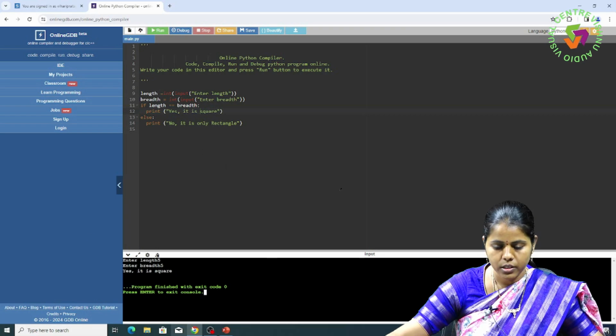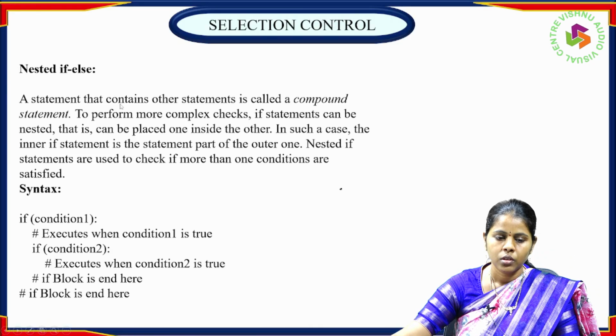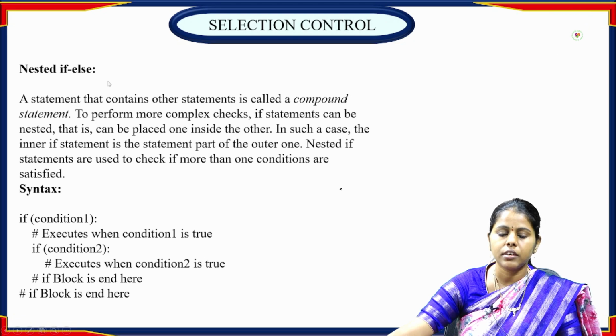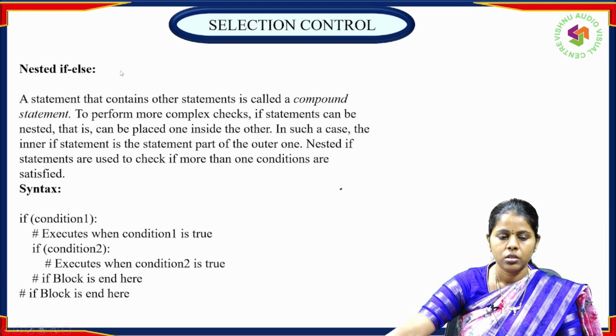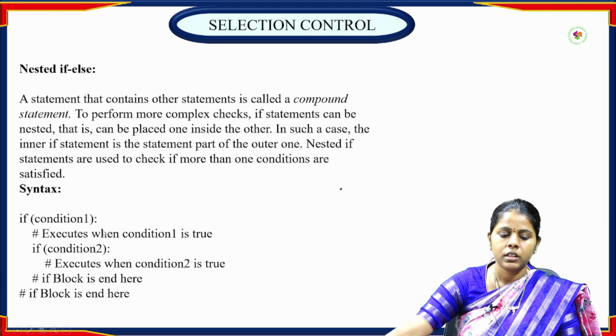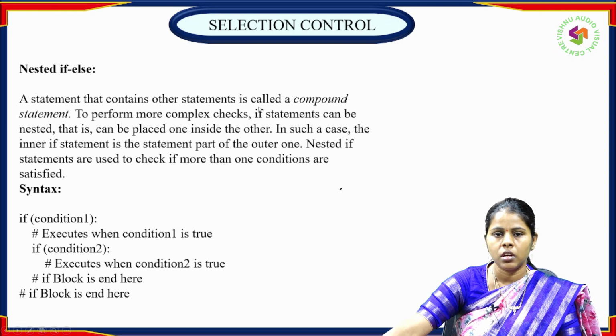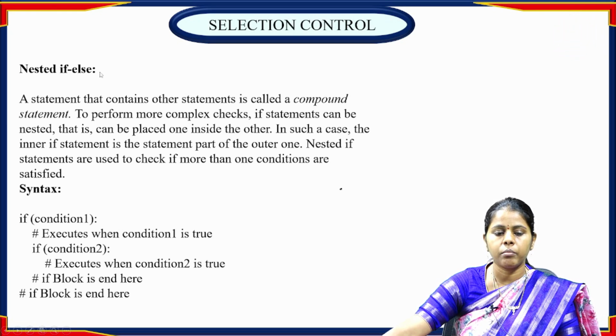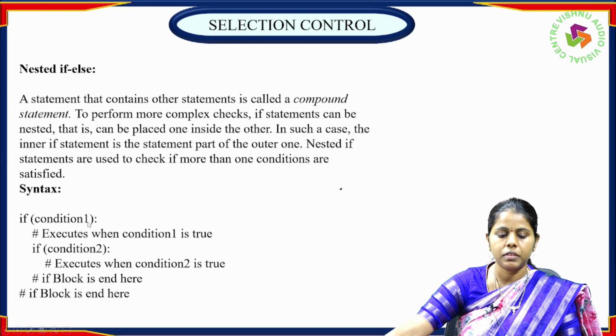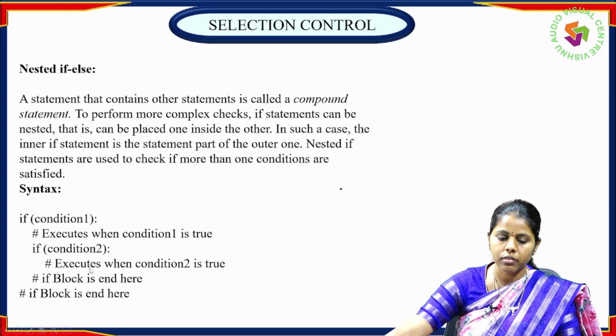Now let's go for the PPT. We are checking for the nested if else condition. That is, within the if block, if I want to check for multiple conditions, in that case I take a nested if. Here I am taking if condition 1. If condition 1 is true, it will go for condition 2. It will check for condition 2 only if condition 1 is true. Otherwise it won't go for condition 2.